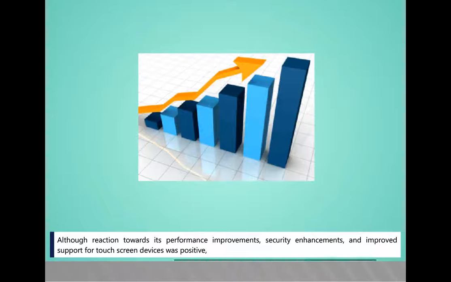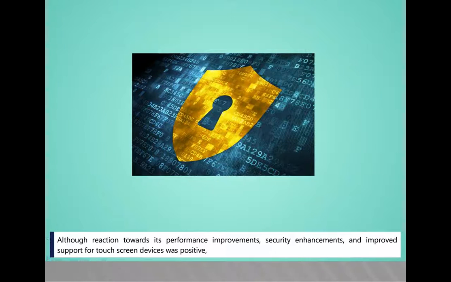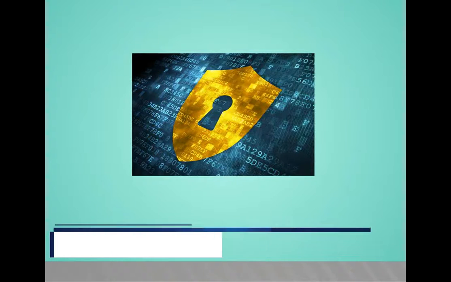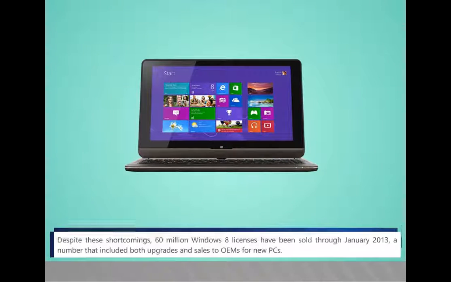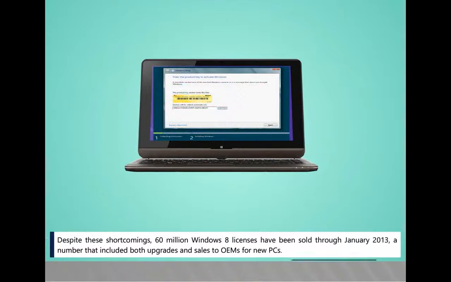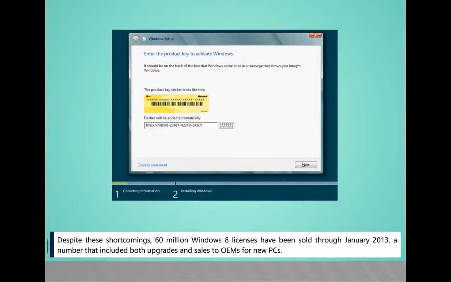Although reaction towards its performance improvements, security enhancements, and improved support for touchscreen devices was positive, the new user interface of the operating system was widely criticized for being potentially confusing and difficult to learn, especially when used with a keyboard and mouse instead of a touchscreen. Despite these shortcomings, 60 million Windows 8 licenses had been sold through January 2013, a number that included both upgrades and sales to OEMs for new PCs.